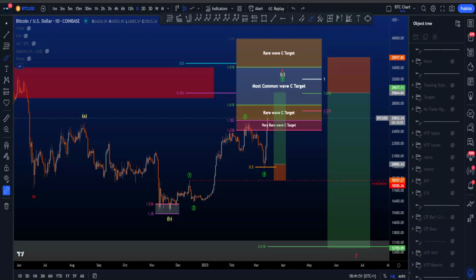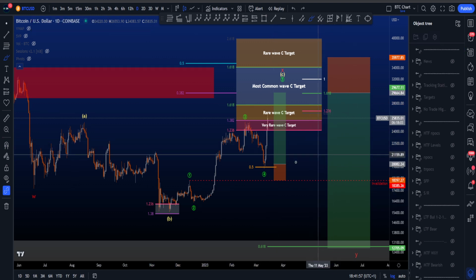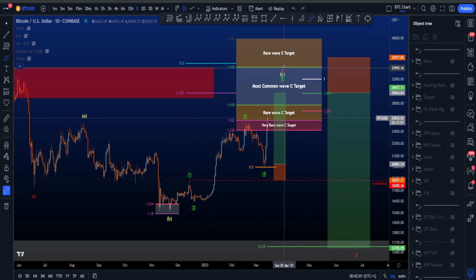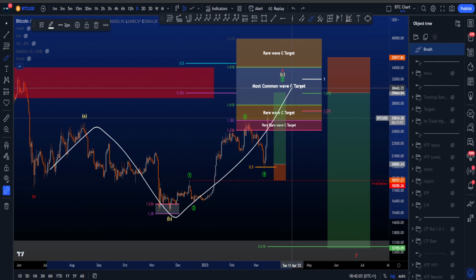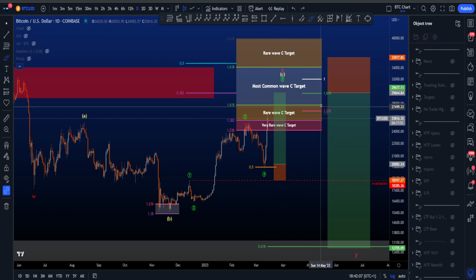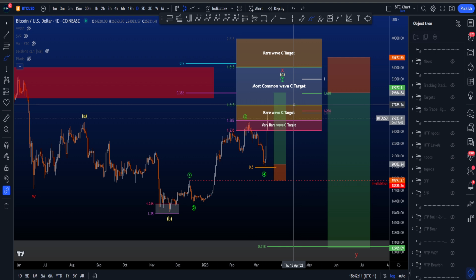Hi everyone, let's go through my preferred high time frame, medium time frame and low time frame scenarios, including potential trading setups. So on the higher time frame, we have been looking for a WXY with, inside this red X, an ABC expanding flat, currently being in wave 5 to the upside, on our way to the most common wave C target, which is between 27.7k and about 34k.